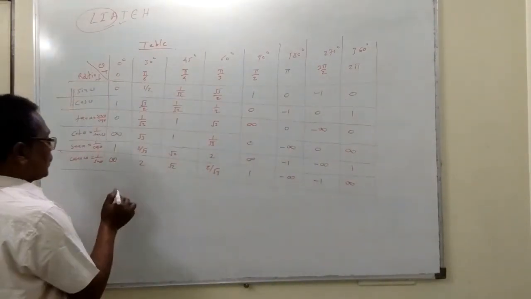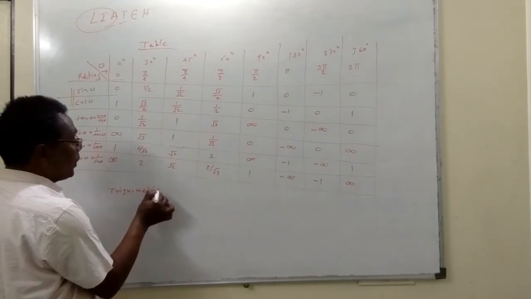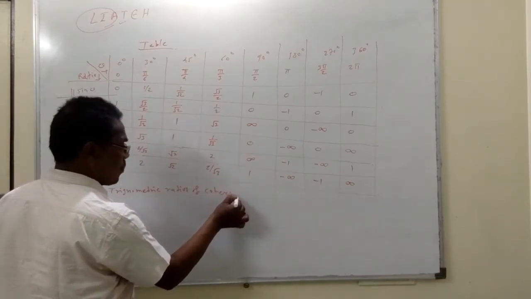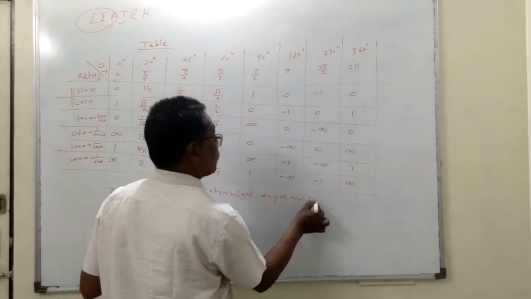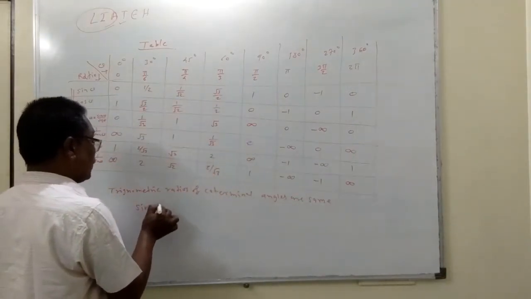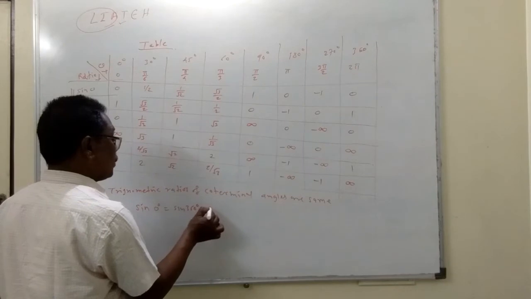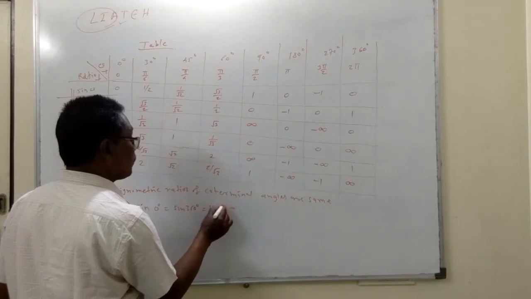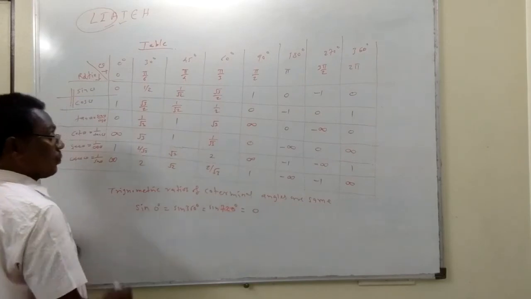Next, for coterminal angles, the trigonometric ratios of coterminal angles are the same. So in short, sin 0 degree is equal to sin 360 degree is equal to sin of 360 plus 360, 720 degree. That is equal to sin 0, which is 0.